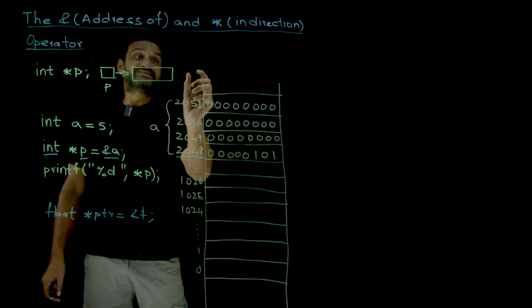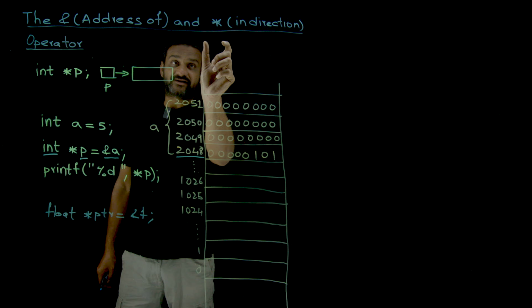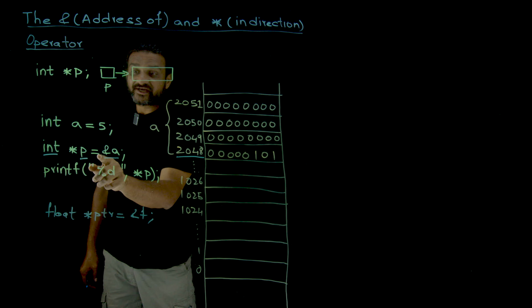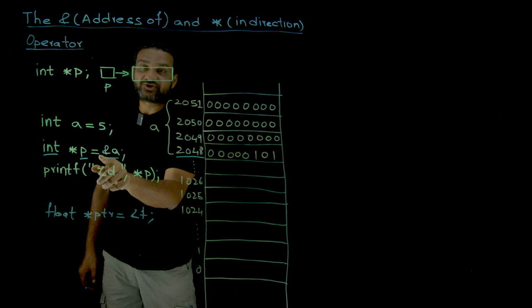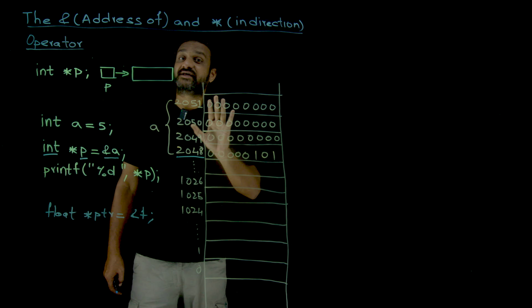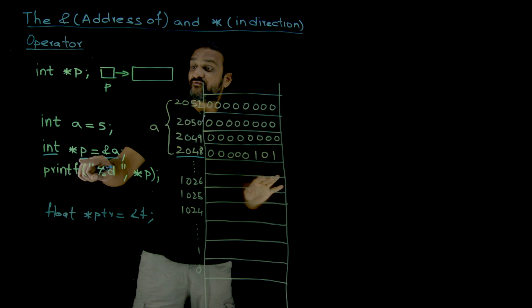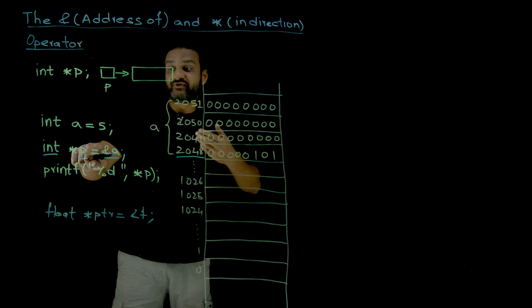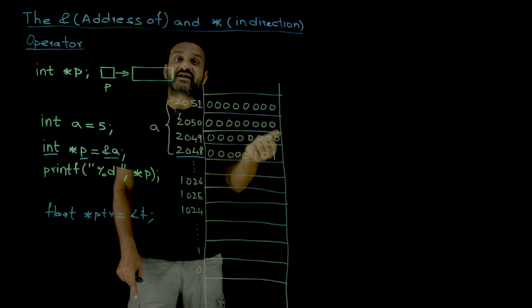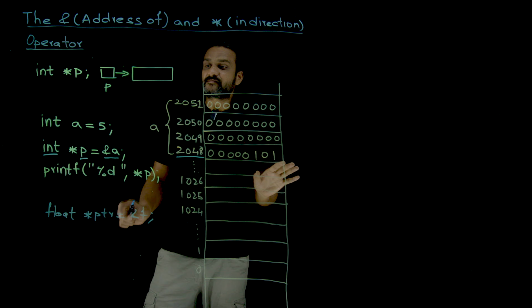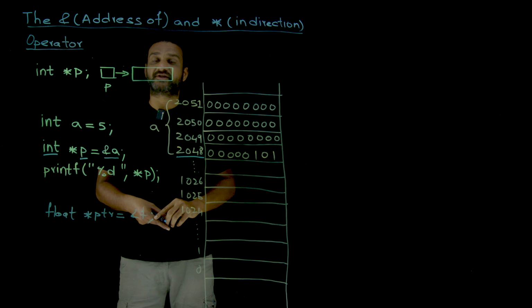Now, what about this indirection operator, this star? This star, if it is used along in the declaration, is considered as an asterisk. It is not considered as an indirection operator. With this asterisk used along with the variable declaration, the compiler understands that this variable is a pointer. That's it, no more than that.